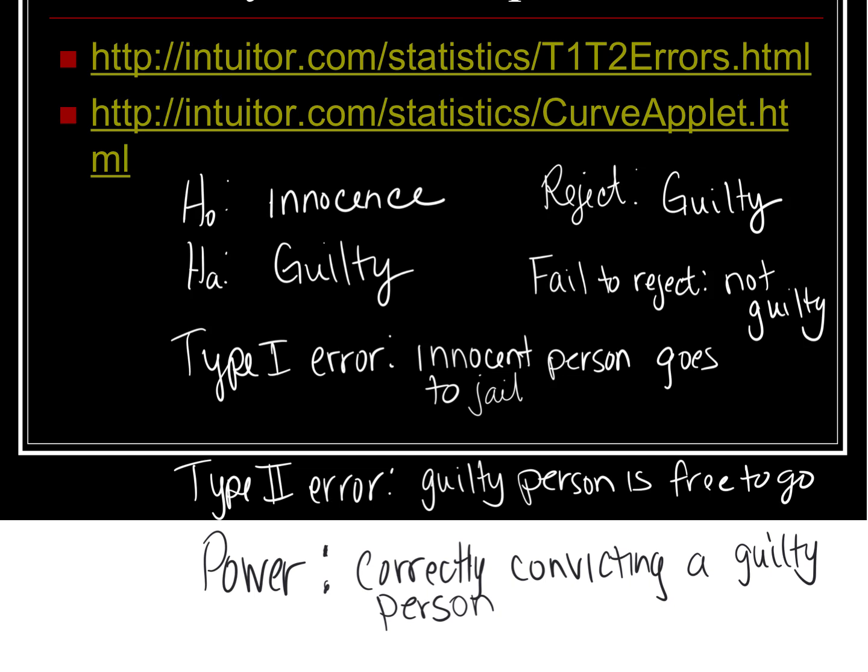The more evidence against that person, the more likely they are to convict them. Right? When they find the bodies and body parts in your fridge, you're not likely to get off. Hopefully.